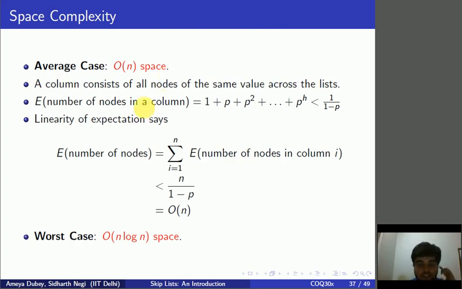So now we simply see that the expected number of nodes is equal to the sum of all expected number of nodes in column i, because they are all independent of each other, and even if they weren't, linearity of expectation clearly says that, so we don't even require the independence relationship. In this case the number of nodes in a column is simply the geometric sum 1 plus p plus p squared up until p to the h, where h is the height of the skip list. We can see that this is less than the sum of the infinite GP, which is simply 1 upon 1 minus p. So plugging this in, we have the space less than n by 1 minus p, which is clearly order n.